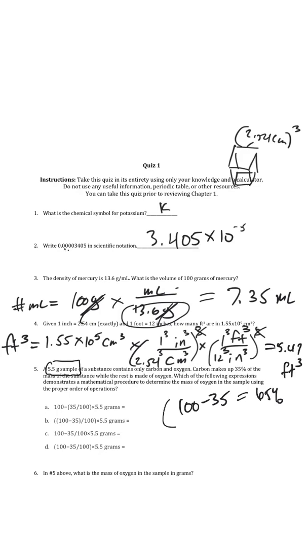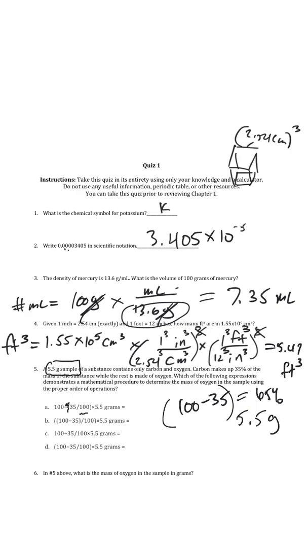oxygen. So what we want to do is take the 100% of our sample, 35% of which is carbon, subtract that from the 100%. We want to multiply that by 5.5 grams, and then that will lead to the mass of the sample that is only made up of the oxygen. And so you can see some of these mathematical steps are not going to achieve the correct answer because they have the parentheses in the wrong spot.